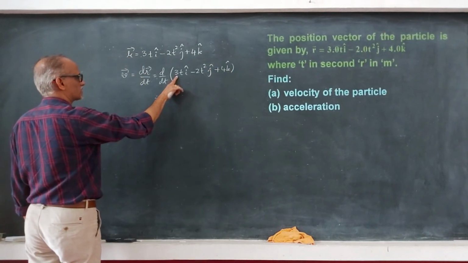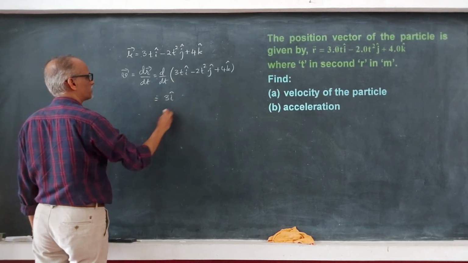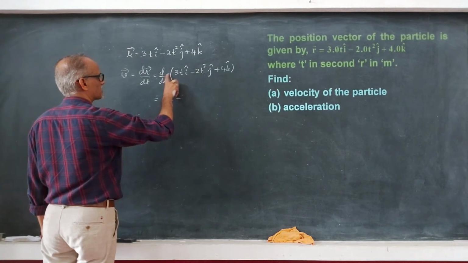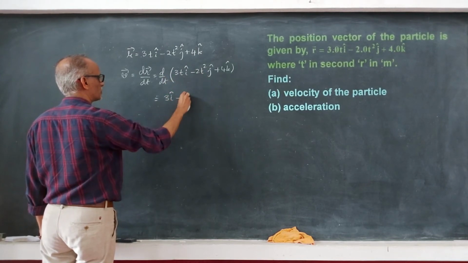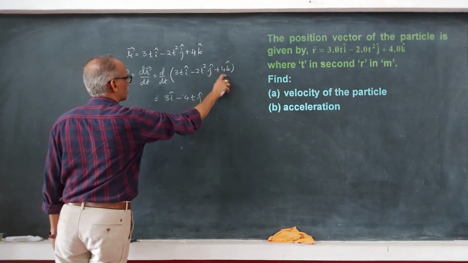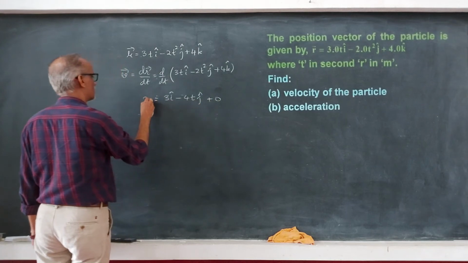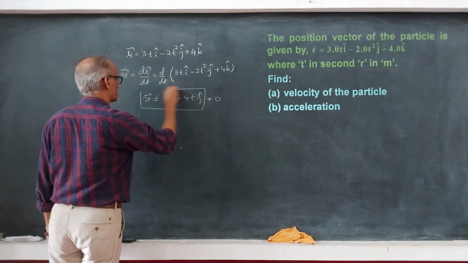First, 3 is a constant here. Differentiation of t is 1, so therefore we'll get 3 i cap minus, differentiation of t square is 2t, 2 into 2 is 4t j cap. And then the differentiation of this is only a number, a constant. Differentiation of that is 0. Okay. So therefore this is the formula for the velocity.